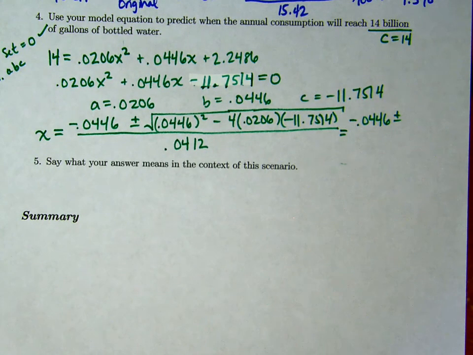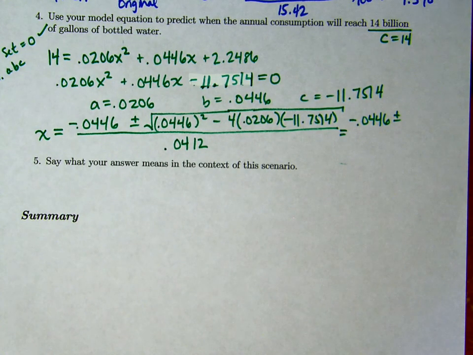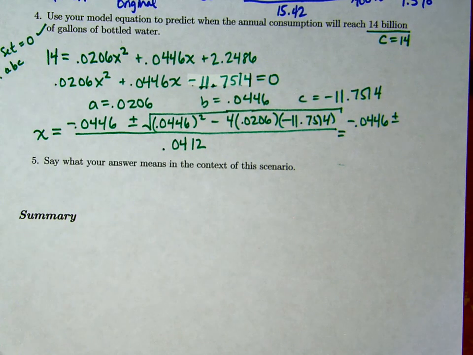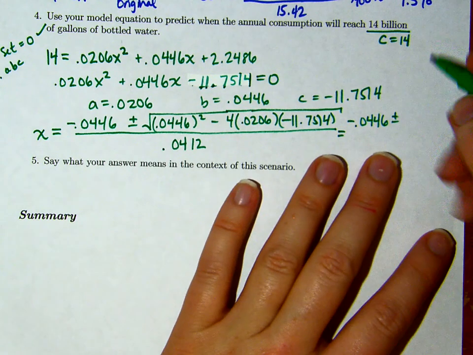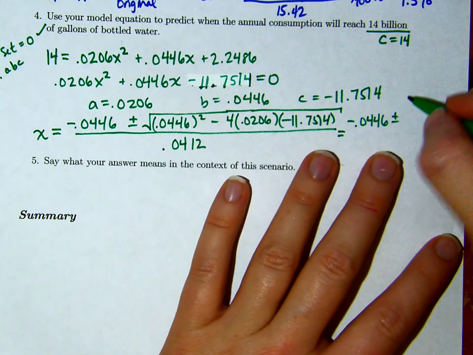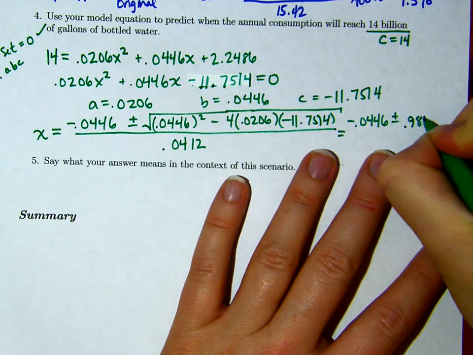So let's see, 0.0446, that gets squared, keeping it in parentheses, minus 4 times 0.0206 times negative 11.7514, making sure that you remember all of your positives and negatives correctly. And that square root, I got approximately 0.985.